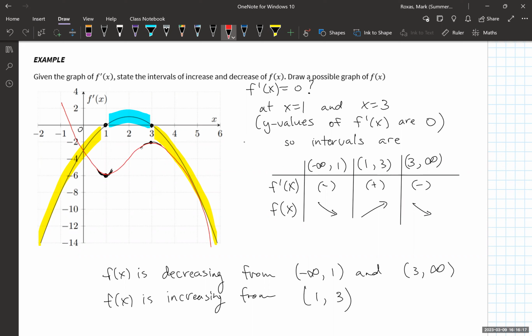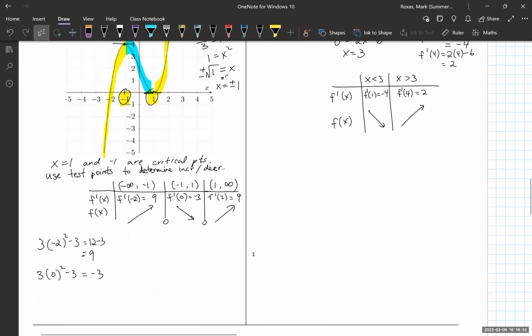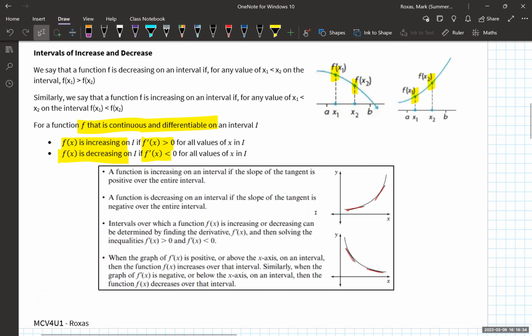All right, so that is it for the first part of the lesson. The main idea of the first section of this chapter is, can you identify where our intervals of increase and decrease are based on the sign of the derivative? Okay, so just remember that when the derivative is positive, then your graph is increasing. And if your derivative is negative, your graph is decreasing.